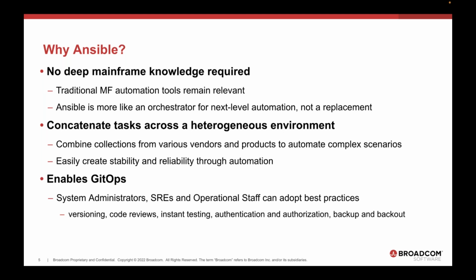The benefits of this are that before you run everything on the production environment, you can do dry runs. You can adopt principles coming from a term called GitOps, which means that your system administrators, SREs, and other people can adopt best practices coming from GitHub development best practices. Namely versioning. Every automation change is versioned, so if you need to go back, you can easily do so.